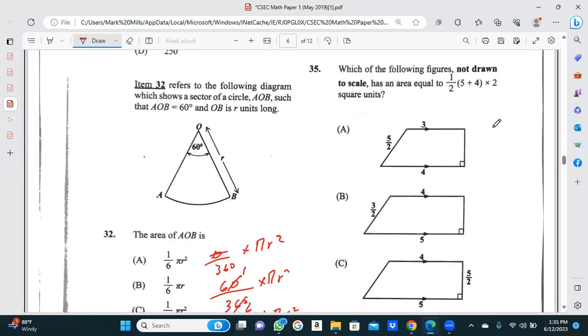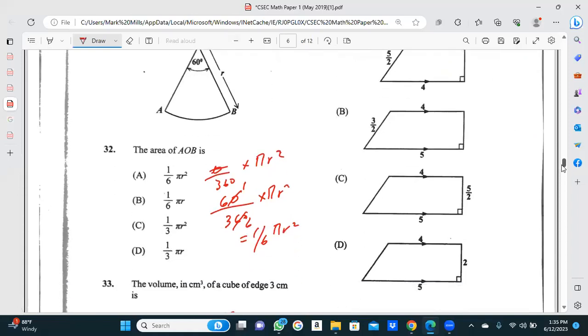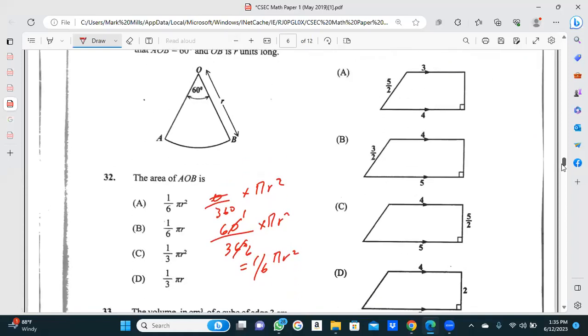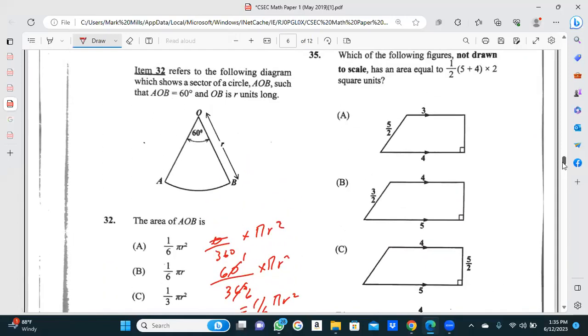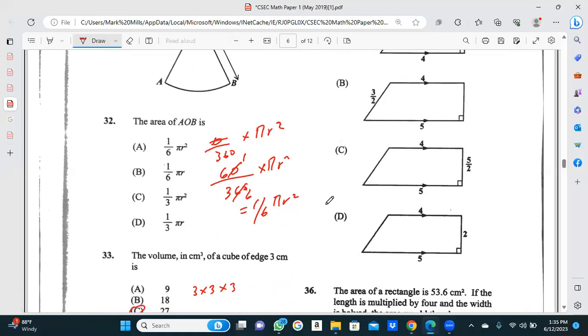35. D. D as in dog. You need to reason it out. So it couldn't be A, B, and C. That would be D definitely, right? So we know that already. Yes, sir. Okay.